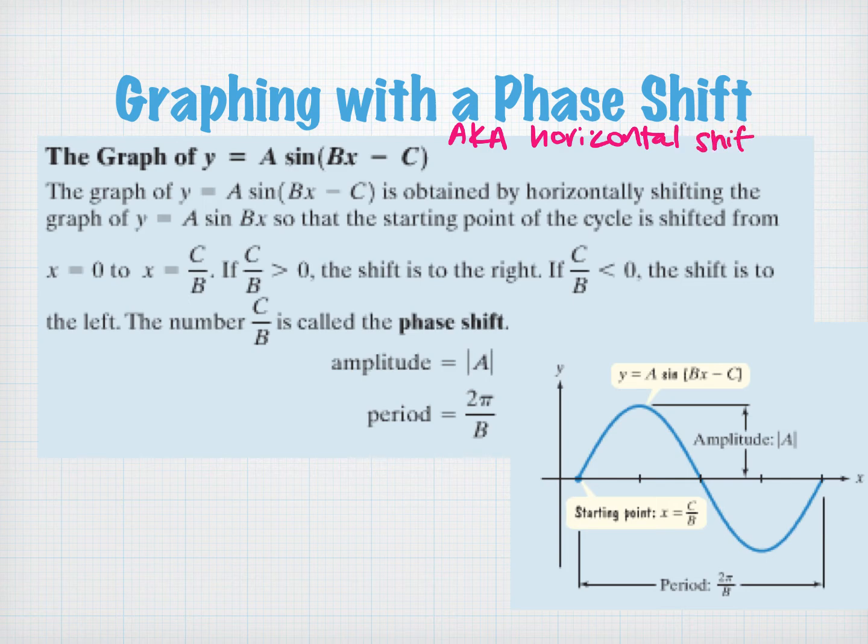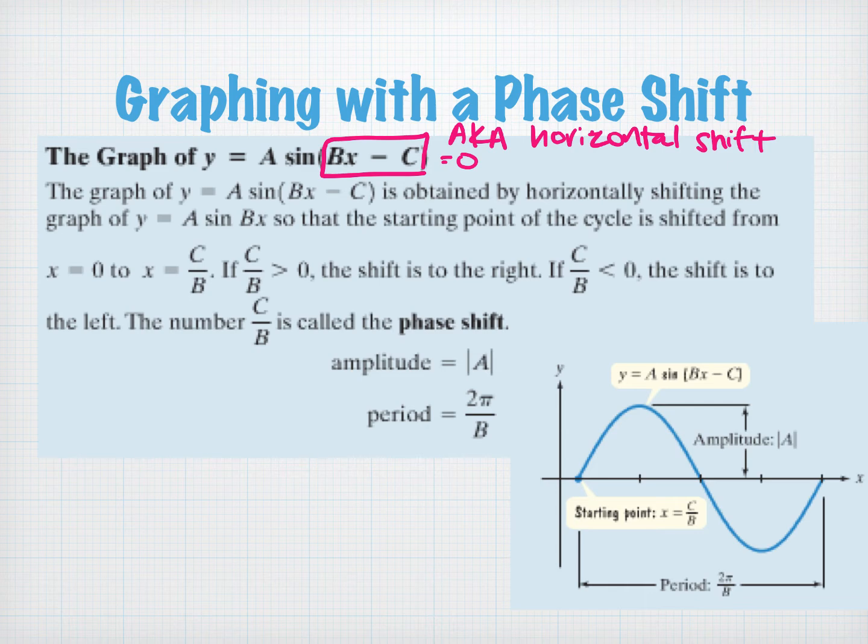How does a horizontal shift normally show up in an equation? Inside the parentheses. So if you have parentheses and you are adding or subtracting something inside that parentheses, it causes a phase shift, which is a horizontal shift. So the difference here is we figure out what the phase shift is. We take whatever's inside the parentheses and we set it equal to 0, and that's our phase shift.